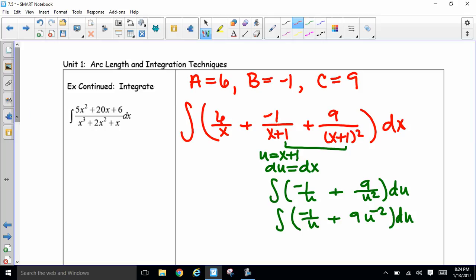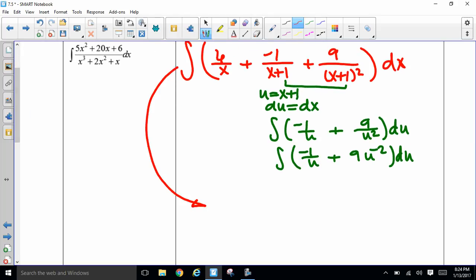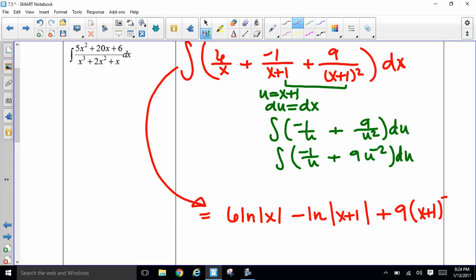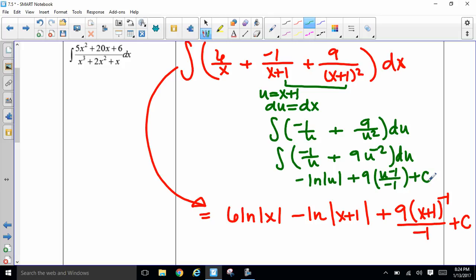But like I said, hopefully you get to the point you don't have to show that every time. So this is going to turn into 6 natural log absolute value of x. This is going to turn into negative natural log absolute value of u, but u was x plus 1, plus 9u, which is x plus 1, to the -1 over -1, plus c. Again, if you need to take the time, this is negative natural log absolute value of u. This is plus 9u to the -1 over -1, and then plus your c.